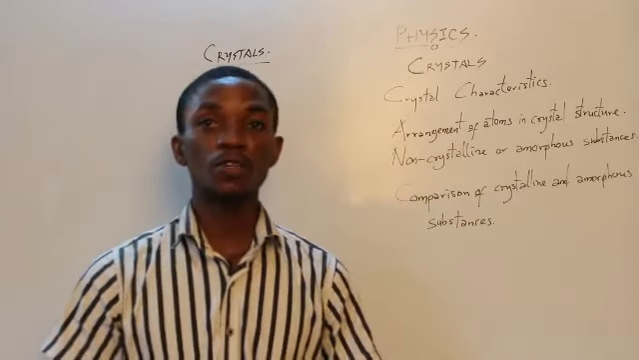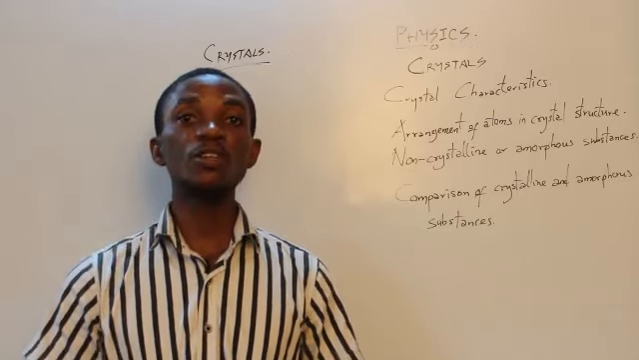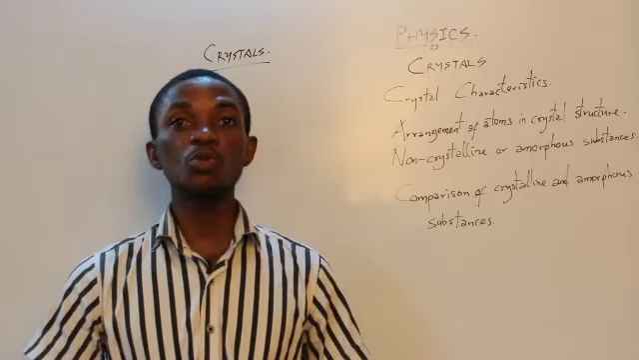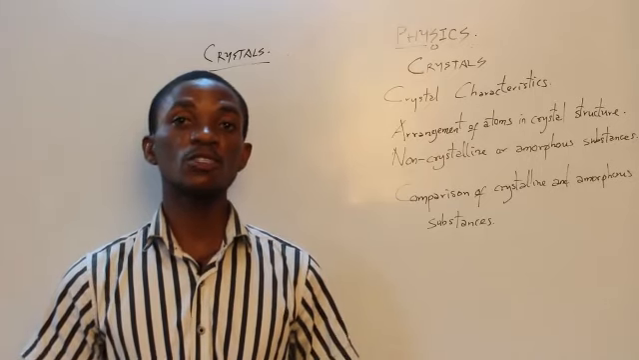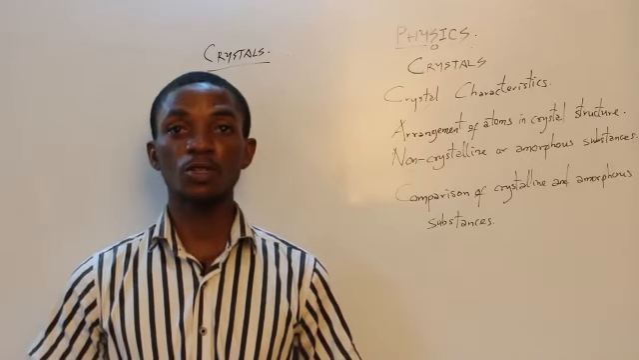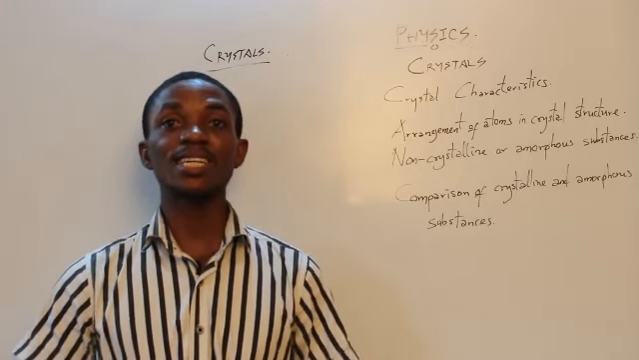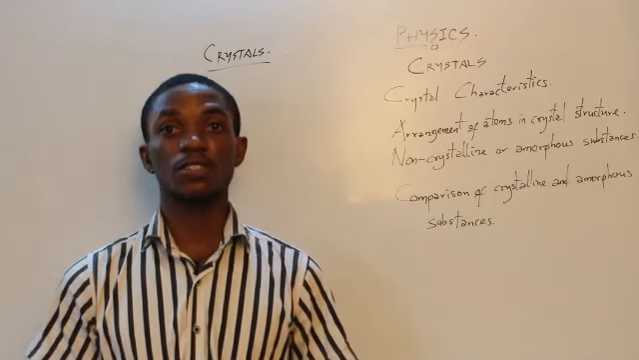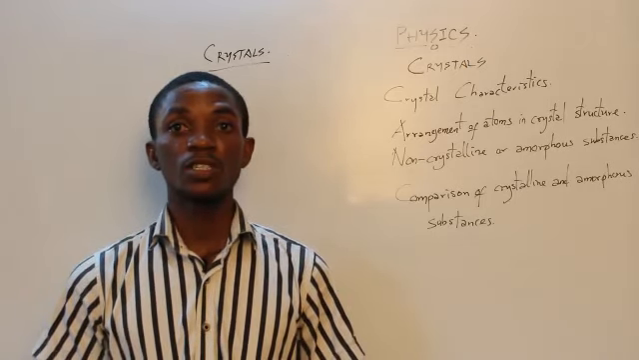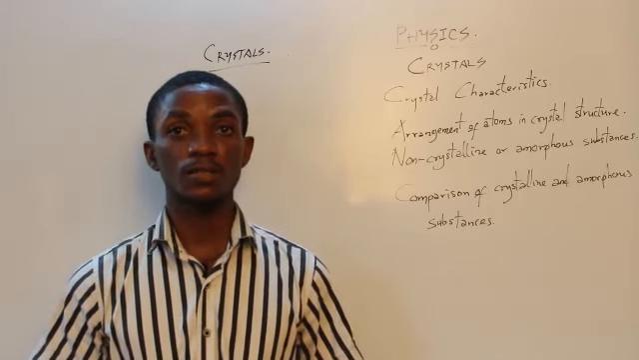Non-crystalline or amorphous substances. When we say they are non-crystalline, it means they do not come in form of crystals. Many of these non-crystalline substances, amorphous substances, they do have irregular shapes. They can take any form. Generally, they are soft in nature. They can change form with ease.